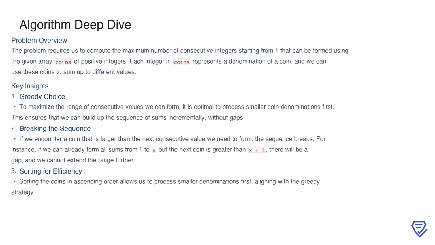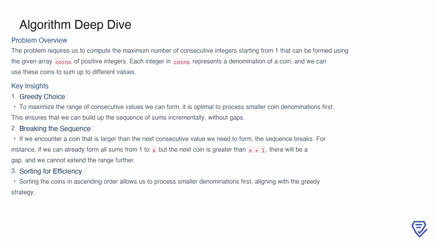To solve this problem, we need to determine the maximum number of consecutive integers starting from 1 that can be formed using the denominations provided in the coins array. The key idea here is to construct these sums incrementally, ensuring there are no gaps in the sequence. A greedy approach is ideal for this, as it allows us to process smaller coin denominations first. By doing so, we can build up the range of sums step by step, ensuring continuity.